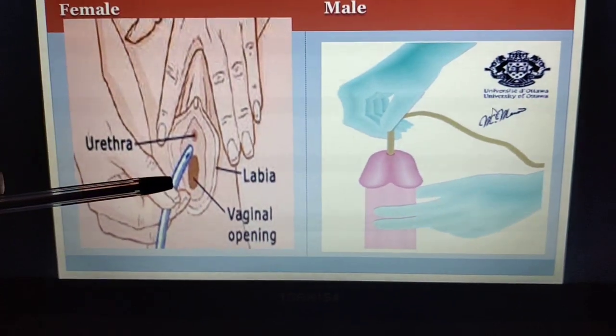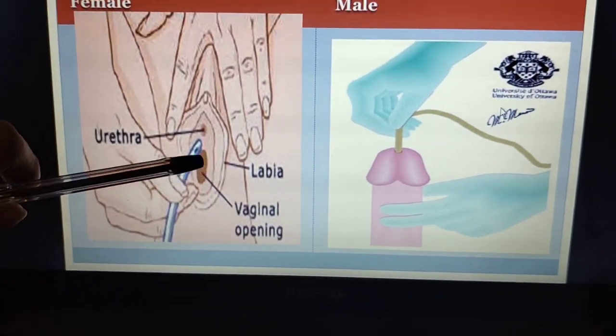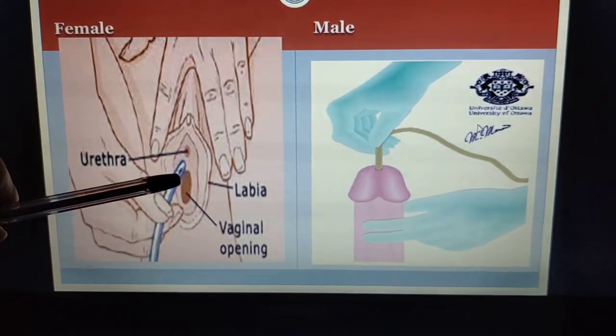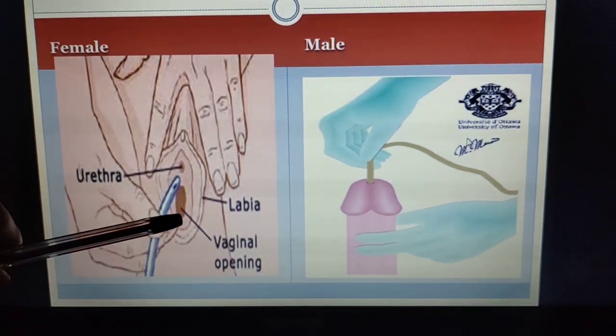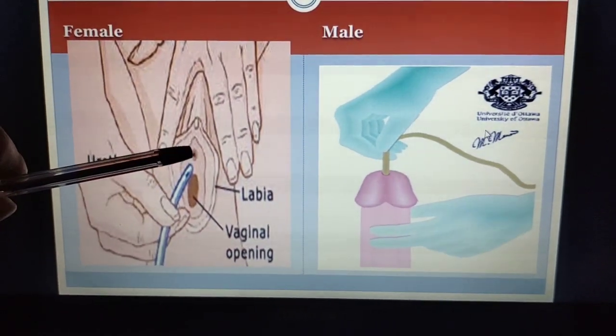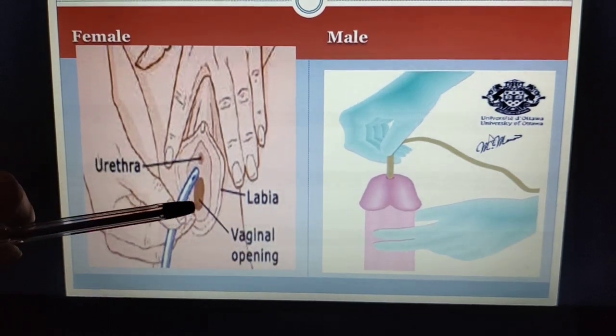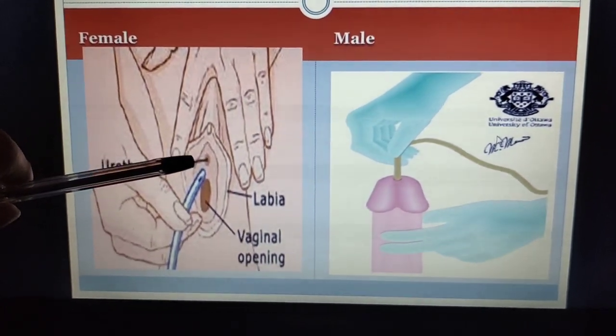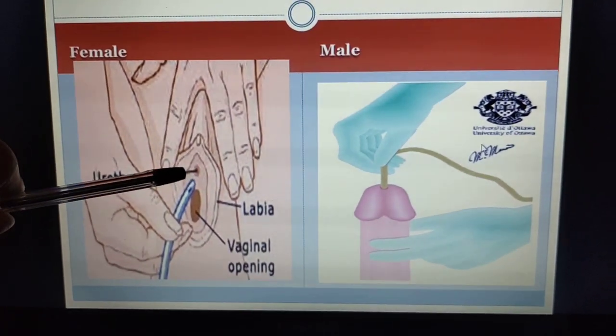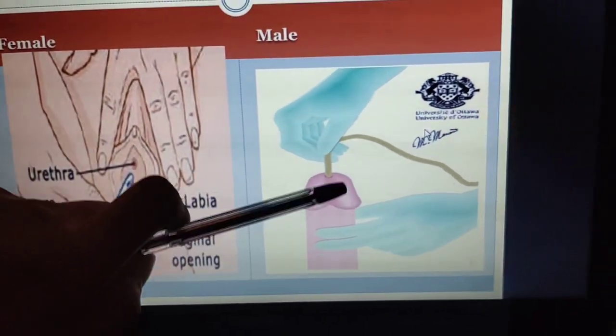Most of the students insert through this vagina. No use. What you have to confirm is that the vagina is very near, and the urethra is there. You should confirm the urethra, then you have to perform the catheterization. Understood? For the male, we have to do it like this.